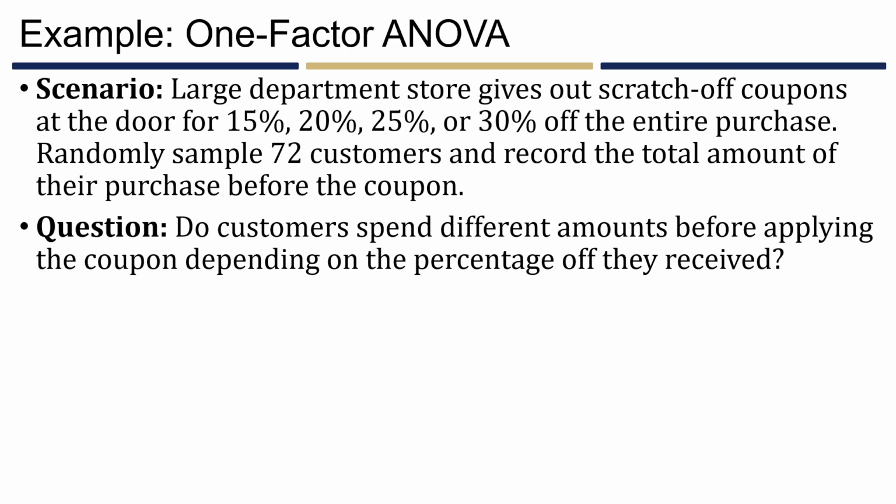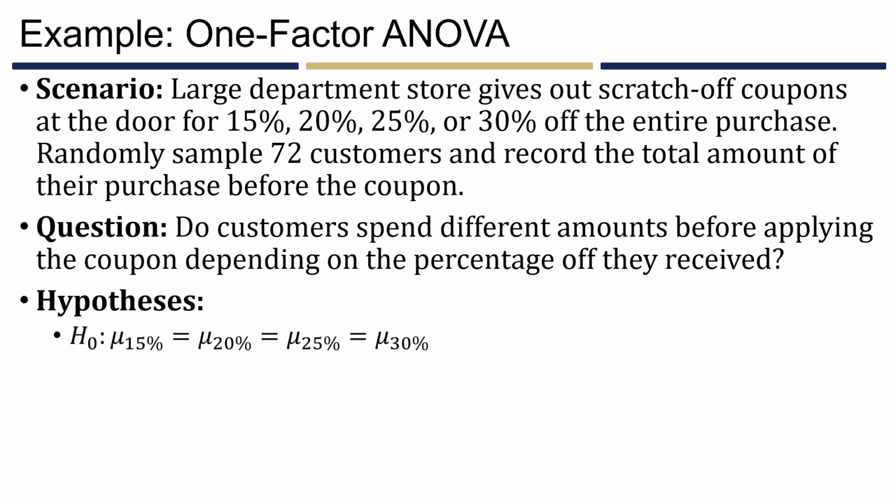So let's work through an example using the ANOVA table. In this case, we have a large department store, and they're giving out scratch-off coupons at the door that are for 15, 20, 25, or 30% off the entire purchase. We randomly sample 72 customers, and we record the total amount of their purchase before applying the coupon. We want to know if these customers are spending different amounts before the coupon is applied, depending on the percentage off that they received on this coupon.